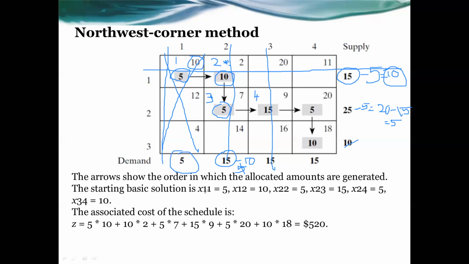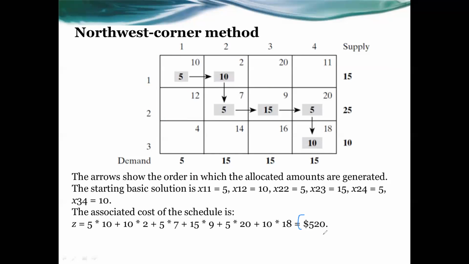Likewise, calculate all the things, right? 5 into 7 and 9 into 5, 9 into, where is it? Yes, 15 into 9 and 20 into 5 and finally 10 into 18. Altogether, you are getting a total transportation cost of $520 by using the northwest corner method. Okay, by using the northwest corner method, you come across the total cost of transportation of $520. Okay, right. So that is the first method.